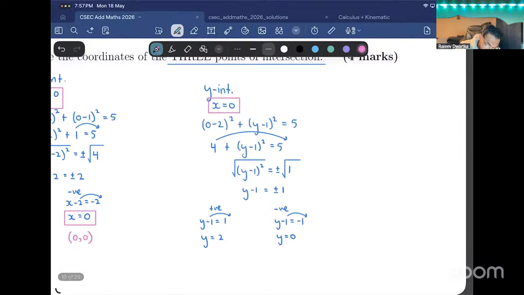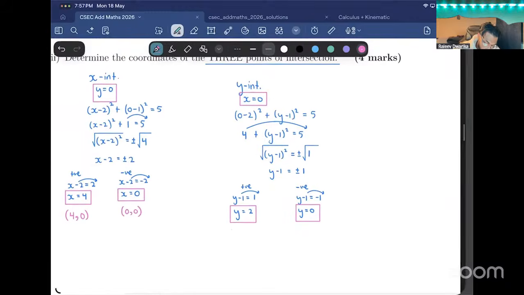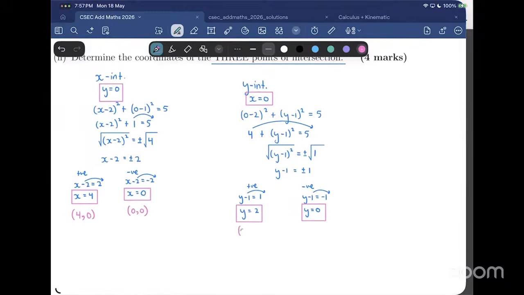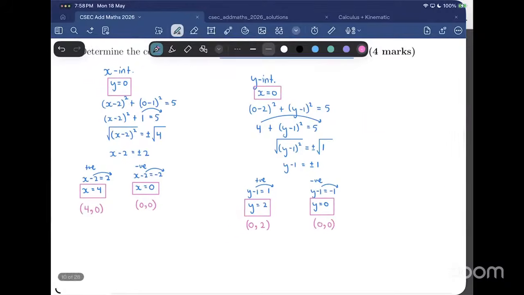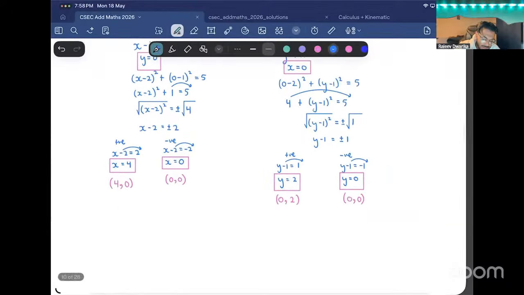So x is equal to 0, y is equal to 2. So when x is 0, y is 2 and y is 0. So what will my points be? (0, 2) and (0, 0). Good. Notice how we have an overlapping point. Can you guys see the overlapping point? (0, 0). Exact same thing like what we did yesterday in class. So my 3 points of intersection, correct in any order, it doesn't matter: (0, 0), (4, 0), and (0, 2).